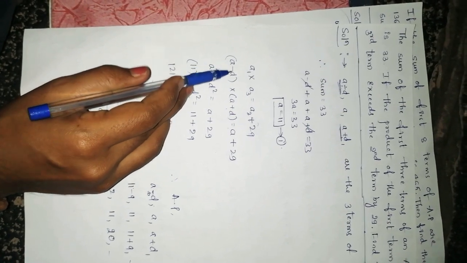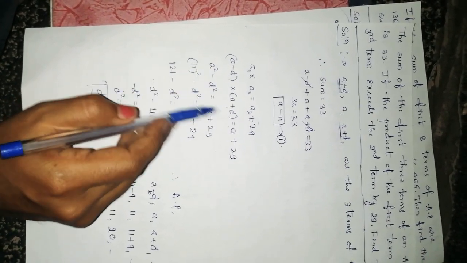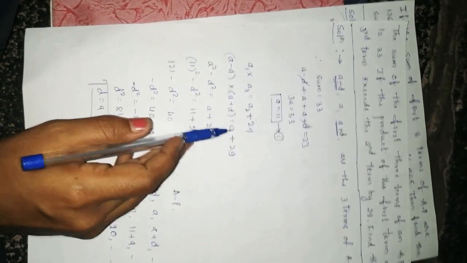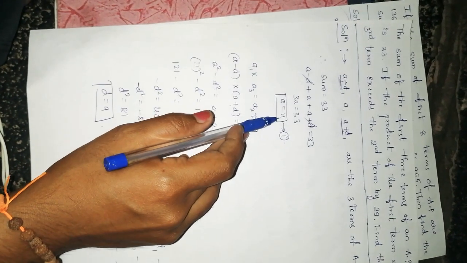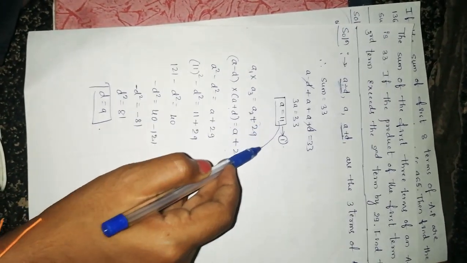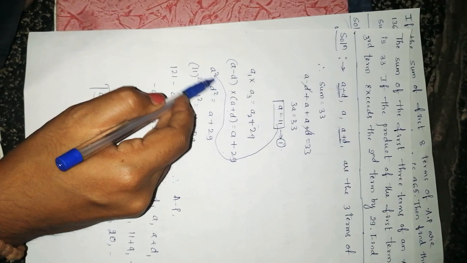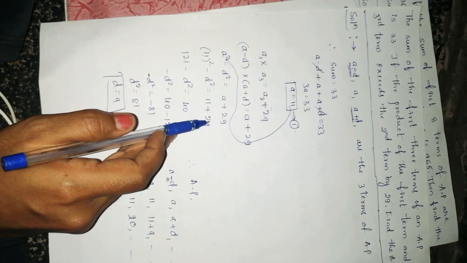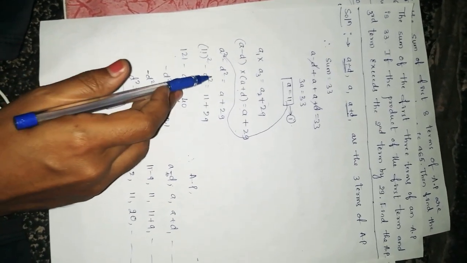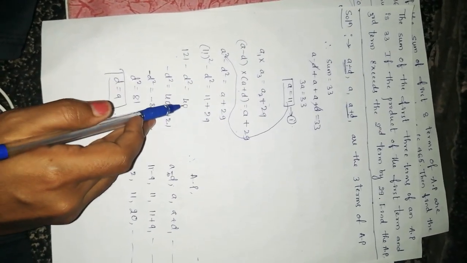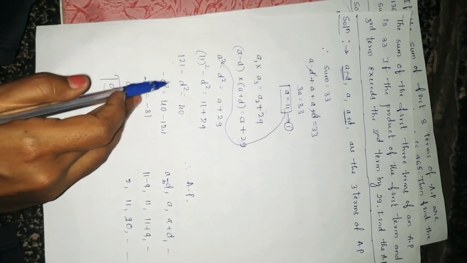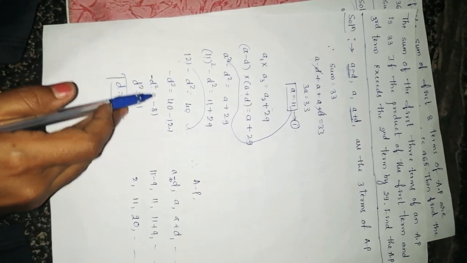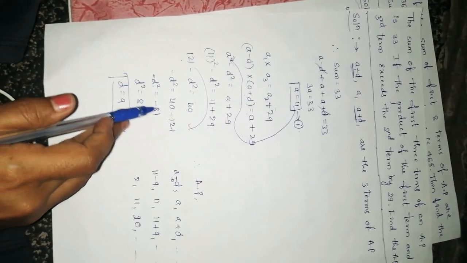Here it is in the form of (a − b)(a + b), that is a square minus b square; in terms of b it is d. So a square minus d square is equal to a plus 29. Already you have a value as 11, so insert the value 11 here. So 11 square minus d square is equal to 11 plus 29. 11 square is 121 minus d square. 11 plus 29 is 40. Minus d square, shift 121 here, it becomes minus 121. So minus d square is equal to 40 minus 121, which is minus 81.